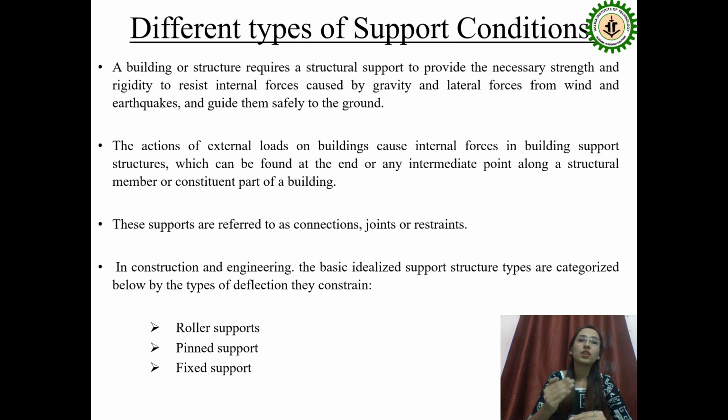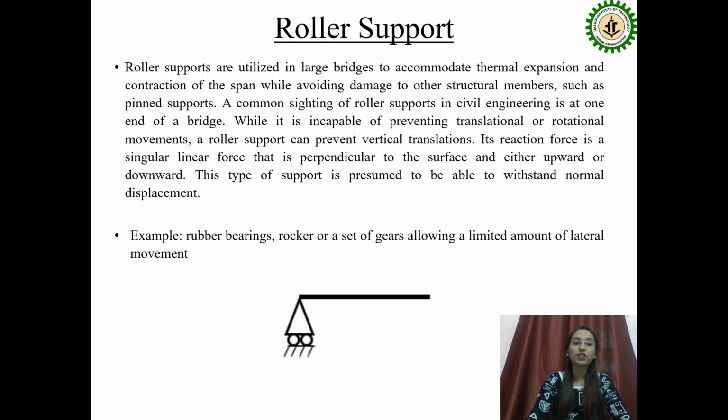That is, each support constrains movement in some directions, and those directions are translations or deflections. The constant in the deflection denotes the type of the support, that is roller support, pin support, and fixed support. Now, what is the roller support?